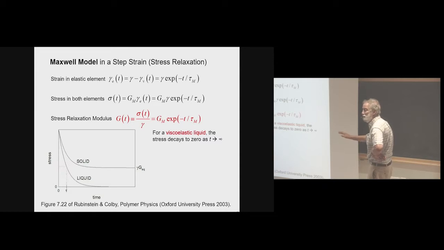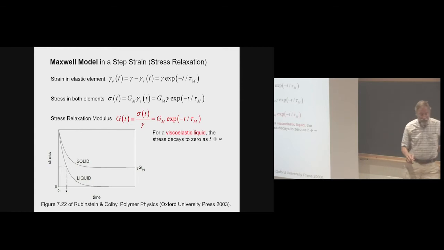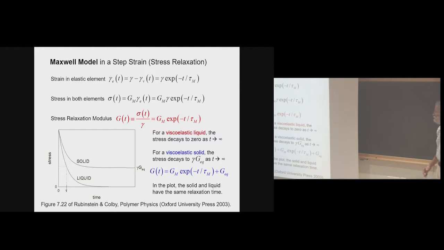So even if we have a more interesting material than the simple Maxwell material, if it's a liquid, the stress always decays to zero. But you can see for the solid, the stress did not decay to zero. It decays to a final value well beyond the longest relaxation time, which in this model only has one relaxation time, tau m, and it decays to a finite value. And this is, in fact, how we can tell the difference between liquids and solids in our rheometer, right? Whether the stress decays to zero at long times or not.